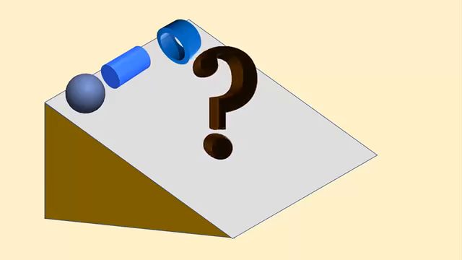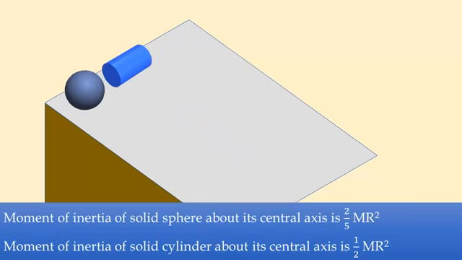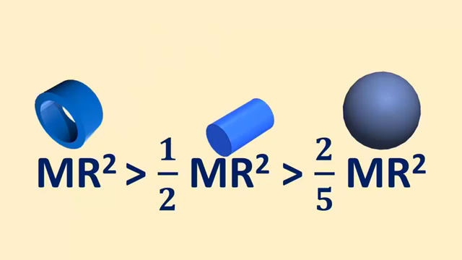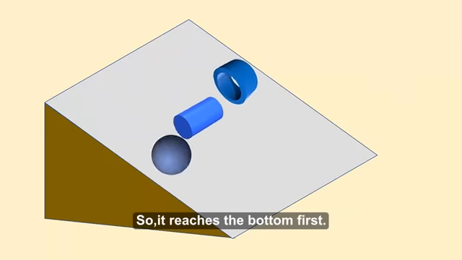Now, if you look into our initial problem, the moment of inertia of a solid sphere about its central axis is 2/5 mr². The moment of inertia of a solid cylinder about its central axis is 1/2 mr². The moment of inertia of a hollow cylinder about its central axis is mr². If the mass is the same in all three cases, mr² is greater than 1/2 mr², which is greater than 2/5 mr². The sphere has the lesser moment of inertia among these three, so it reaches the bottom first.